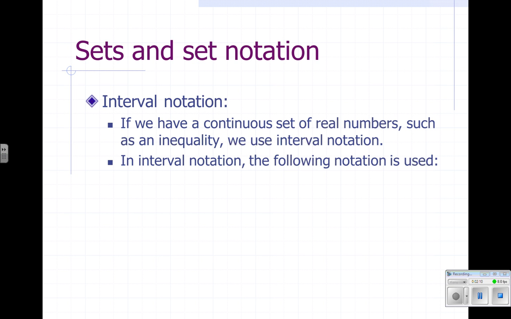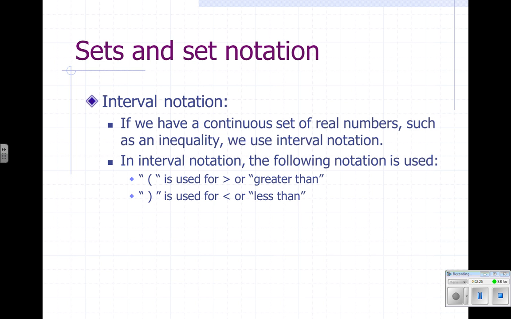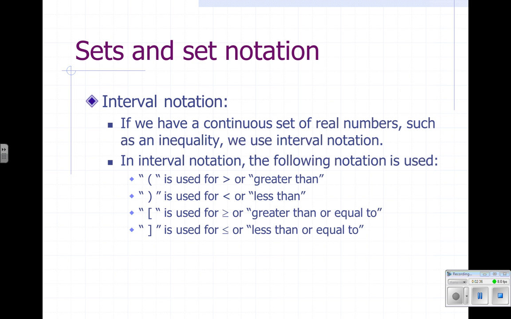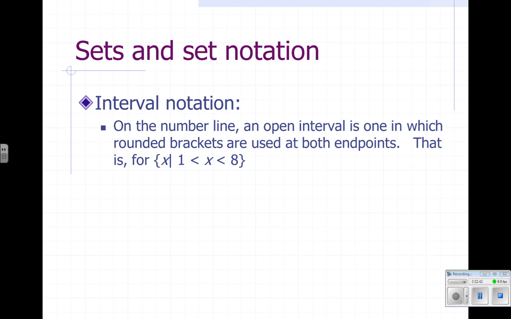So let's indicate what our notation will be. We're going to use the round bracket facing to the right for greater than. We're going to have a round bracket facing to the left to indicate less than. We're going to have a square bracket, which an old professor sometimes called a hard bracket, used for greater than or equal to, and a square bracket facing to the left for indicating less than or equal to. These will be our correspondences whenever we write our sets on the number line.